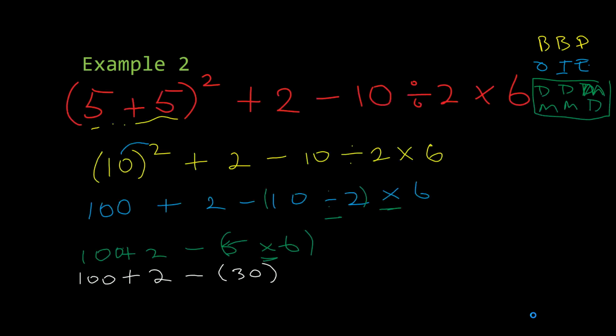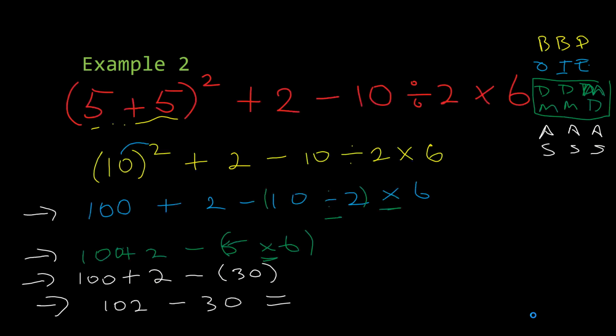And then the final part, we are supposed to do additions and subtractions in order from left to right. So we go in from left to right, here, here, and here. And we see addition first, 100 plus 2 is 102. And now we see a subtraction, and that is 102 minus 30, and that should be 72. So that is how you work with the order of operations.